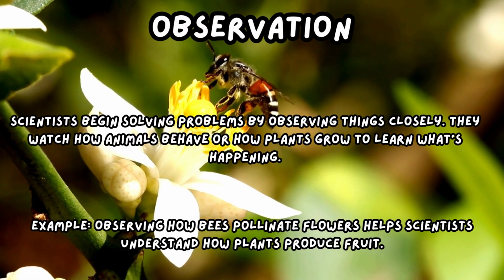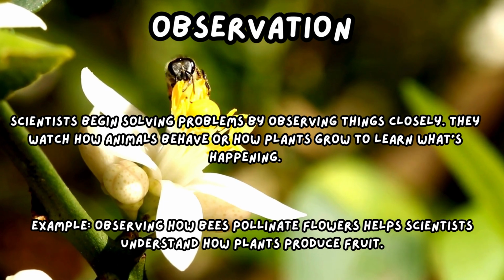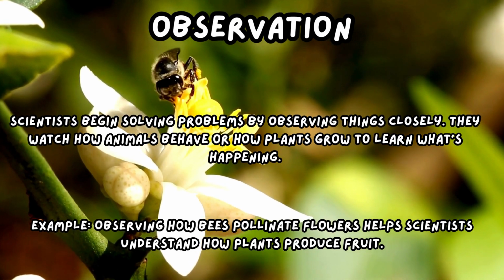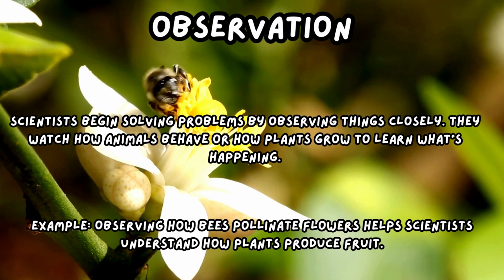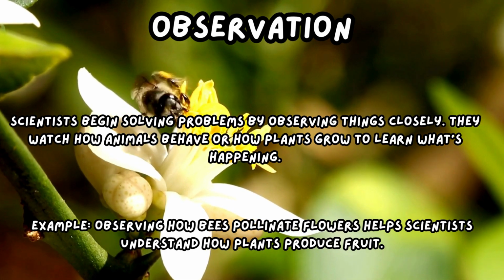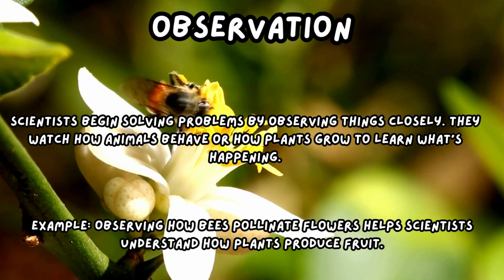Observation: Scientists begin solving problems by observing things closely. They watch how animals behave or how plants grow to learn what's happening. Example: observing how bees pollinate flowers helps scientists understand how plants produce fruit.